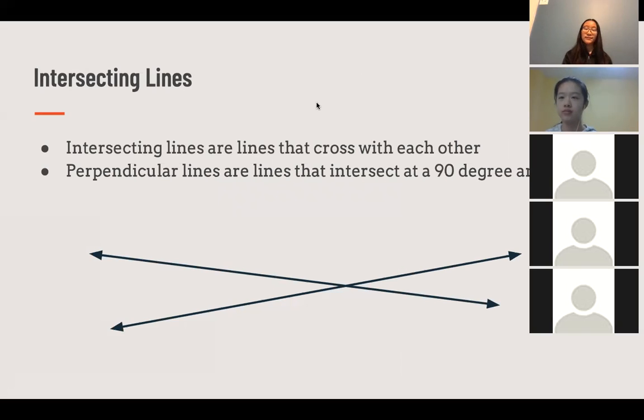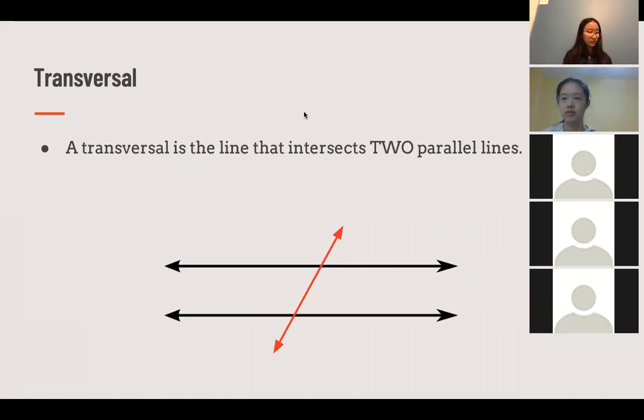Intersecting lines are basically the opposite of parallel lines because they do cross each other. And perpendicular lines are a special type that intersect with each other at a 90-degree angle, at four 90-degree angles. And finally, a transversal is a line that crosses two other parallel lines. So in this image, the black lines are parallel, and that red line would be a transversal because it crosses those two.